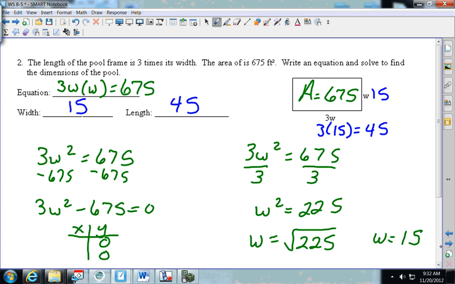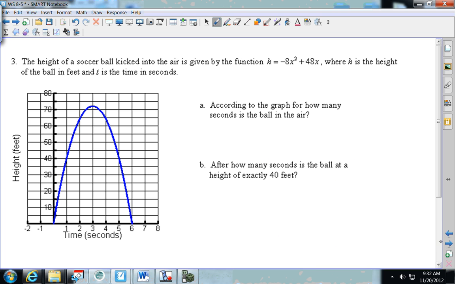To do the next one, right here it says the height of the soccer ball kicked into the air was given with an equation, where h is the height of the ball in feet and t is the time in seconds. According to the graph, how many seconds was the ball in the air? We've done these types of problems before. It starts here, goes up, and then comes down and lands right here at 6. It was in the air for 6 seconds.